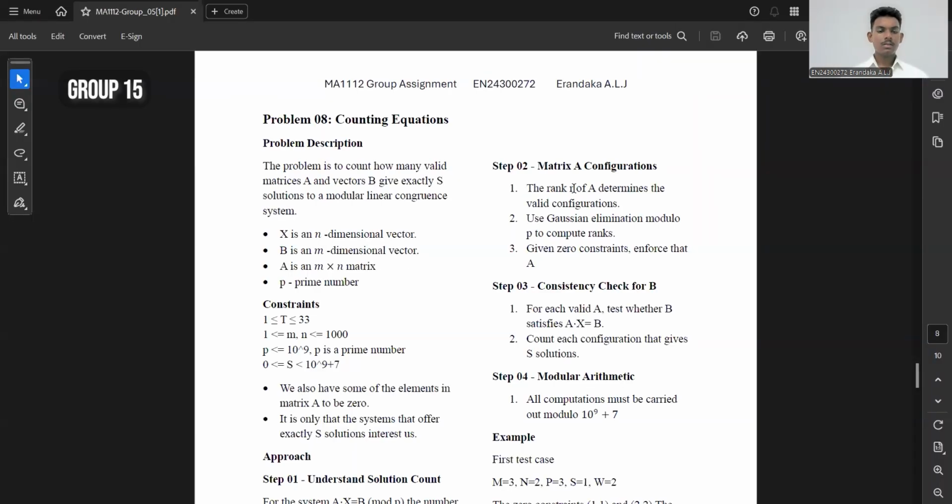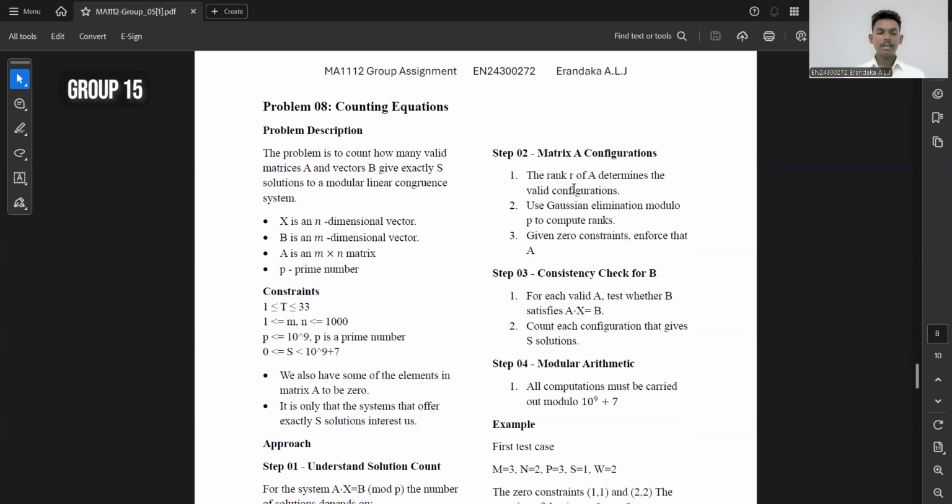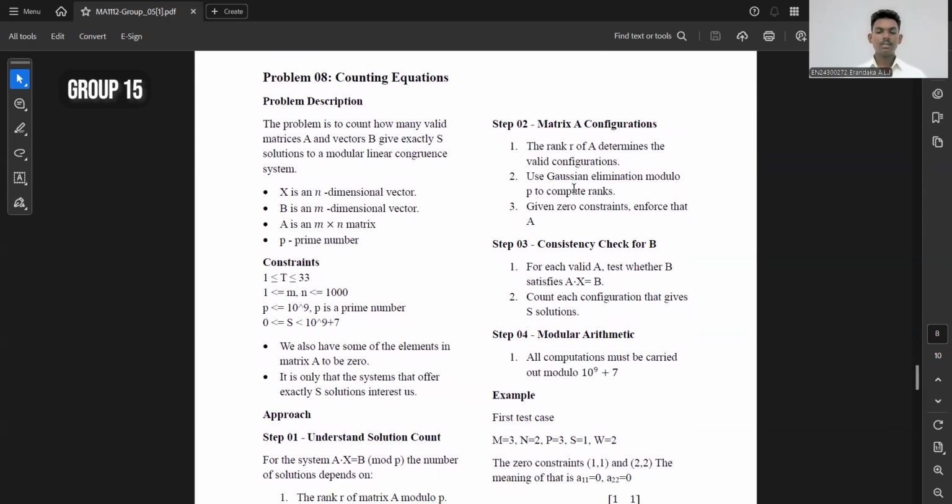The problem involves counting how many valid matrices A and vectors B give exactly S solutions to a modular linear system. The number of solutions depends on the rank of matrix A modulo a prime number P and whether the system is consistent. The formula for the solution count is P to the power n minus R, where n is the number of variables and R is the rank of A. To ensure exactly S solutions, P to the power n minus R must equal S, meaning log S must be an integer. If not, the test case fails.